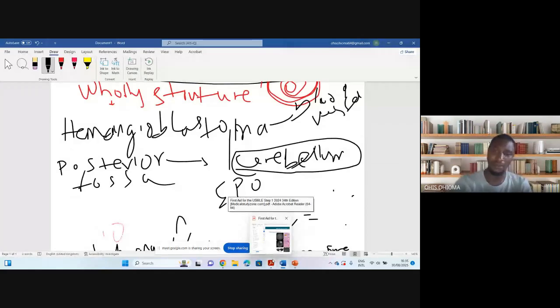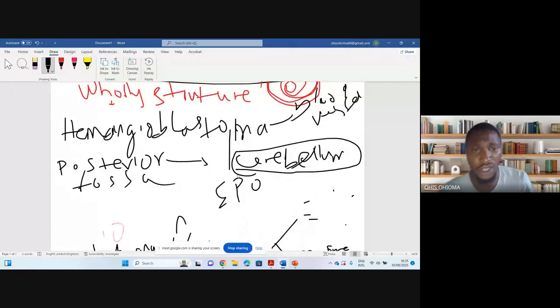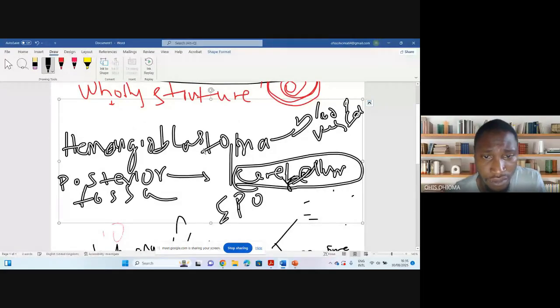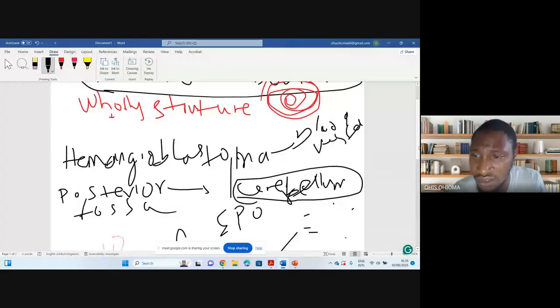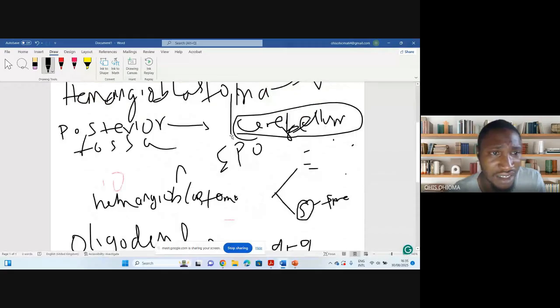Apart from that, it's one of the most ubiquitous tumors in the CNS. Not only is it found in the cerebellum, it can be found in different regions, basically. You can find it in the retina.